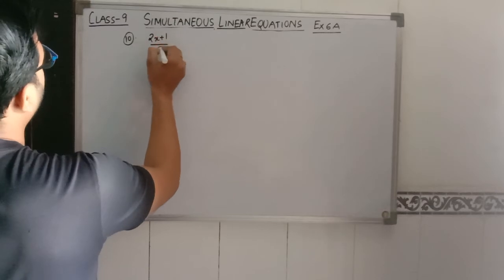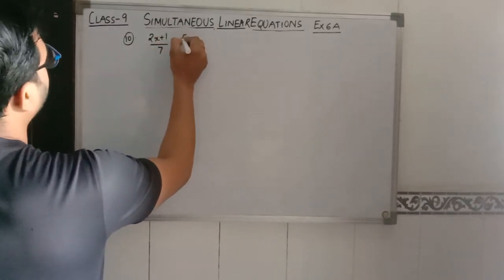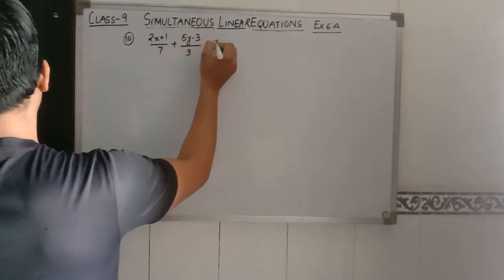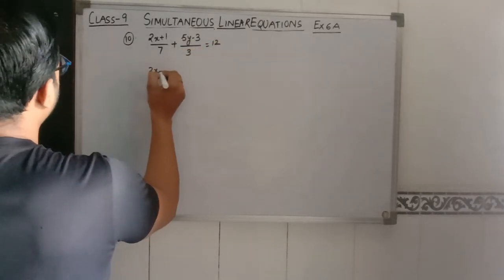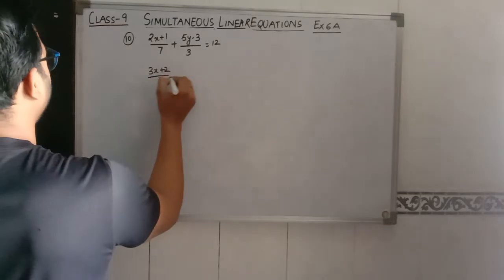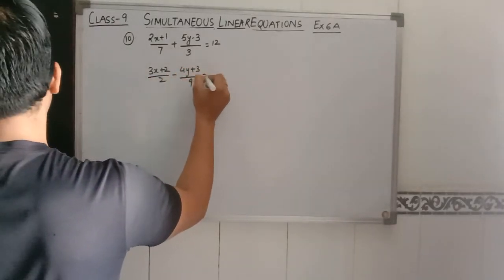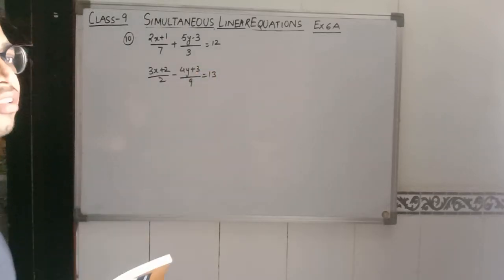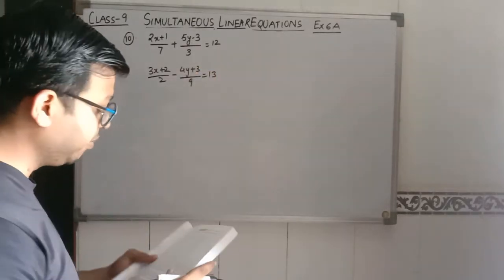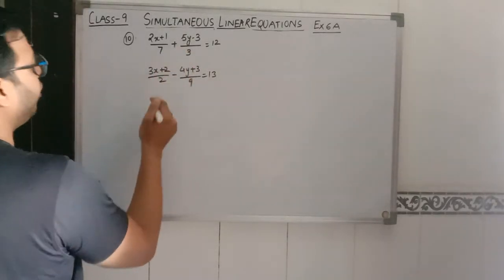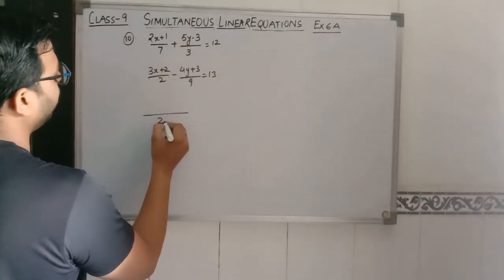2x plus 1 upon 7 plus 5y minus 3 upon 3 is equal to 12. That is the first equation. 3x plus 2 upon 2 minus 4y plus 3 upon 9 is equal to 13. Now this question is a little lengthier because the terms are written in such a manner that we have to simplify it. The first equation, when you take LCM, 7 times 3 is 21.